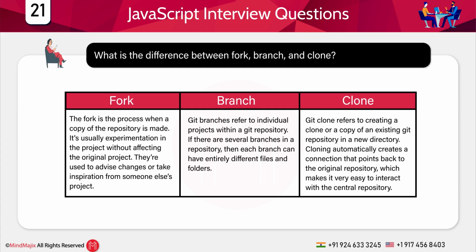Git clone refers to creating a copy of an existing Git repository in a new directory. Cloning automatically creates a connection that points back to the original repository, which makes it very easy to interact with the central repository. So fork means it is a copy of a repository which is already created. Git branch means it is itself an individual project's Git repository, and clone is also a duplicate copy of the repository.